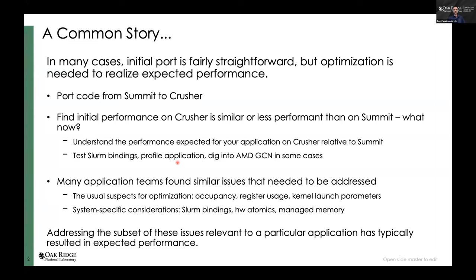What we find is that many of these application teams run into similar issues that need to be addressed. Of course, there are the usual suspects: things like occupancy, register usage, and kernel launch parameters. These are things that you needed to do on Summit. When you move to this new system, of course, there are differences in the hardware, and so you need to reprofile and see what's going on in those aspects. And then there are some other system-specific considerations, like the Slurm bindings that I mentioned, hardware atomics, and managed memory, where a user might not realize that this is something that needs to be accounted for.